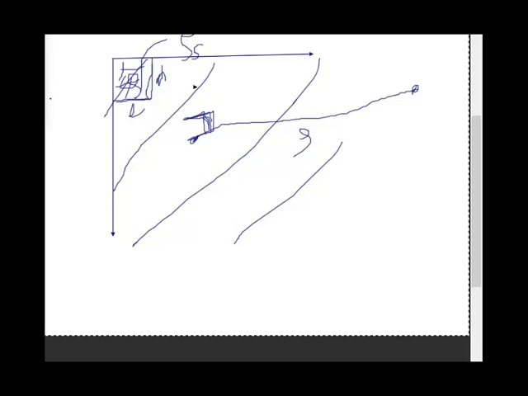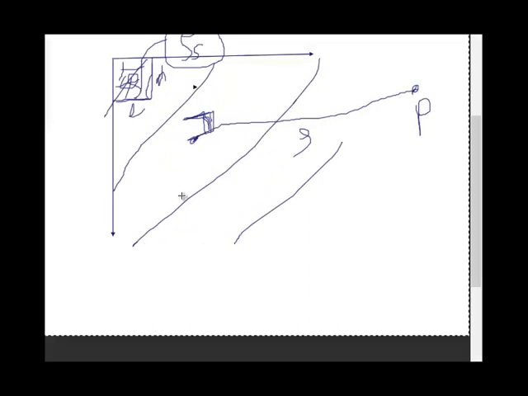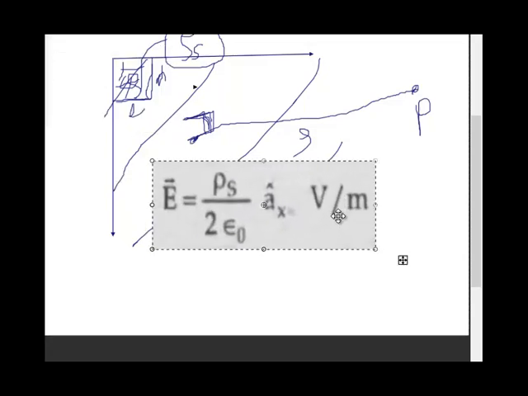And the formula for the electric field intensity at point P due to this type of plane having the charge density rho s will be E equals rho s upon 2 epsilon naught into a cap x, where a cap x is the direction from the plane to the point, meaning the direction of this radial line.